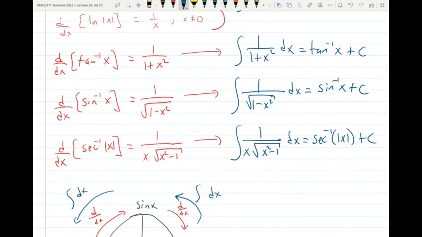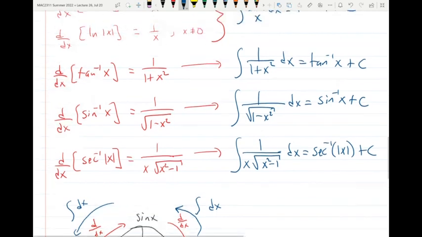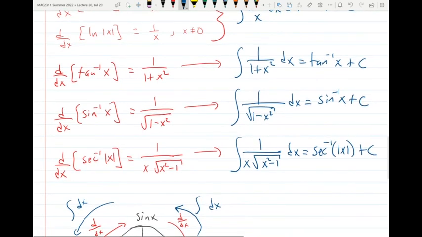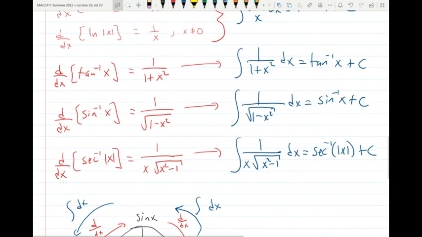Again, notice that all of these formulas, we got them for free. Okay? You know the red formulas, we are just doing them backwards now, and we're getting the blue ones for free. Okay?